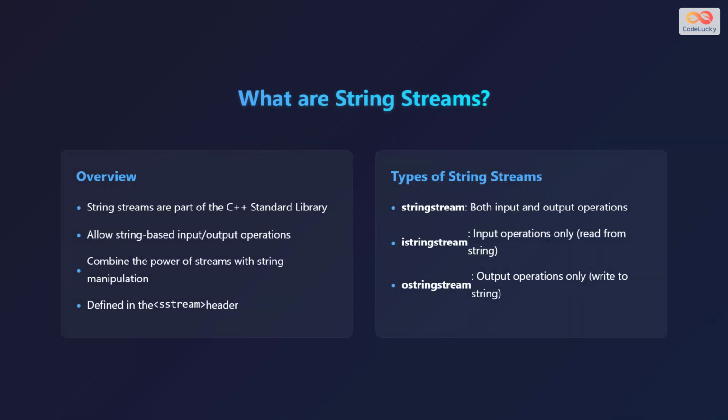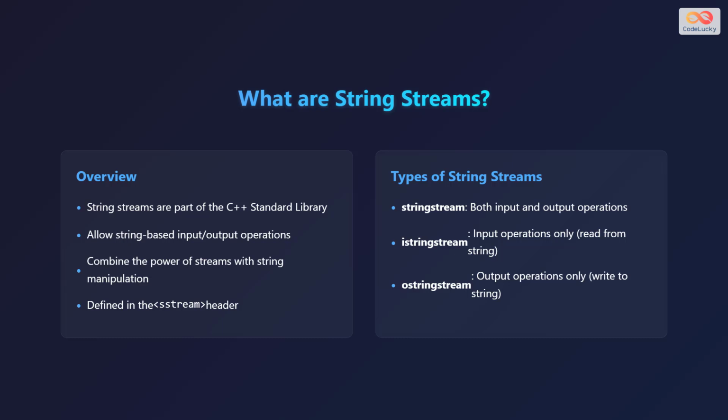String streams are a part of the C++ standard library and provide a way to perform input and output operations using strings. They combine the power of streams, which you might already be familiar with from file input and output, with the flexibility of string manipulation. String streams are defined in the sstream header file.